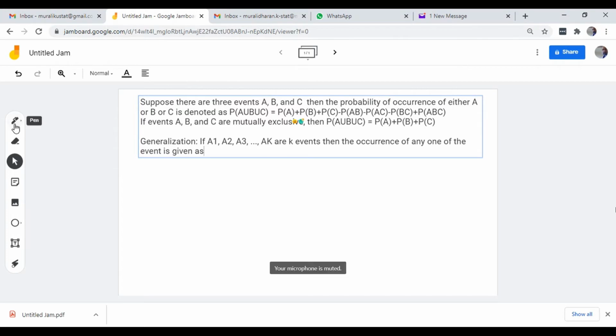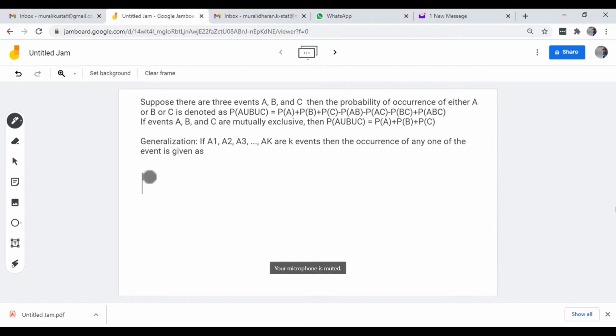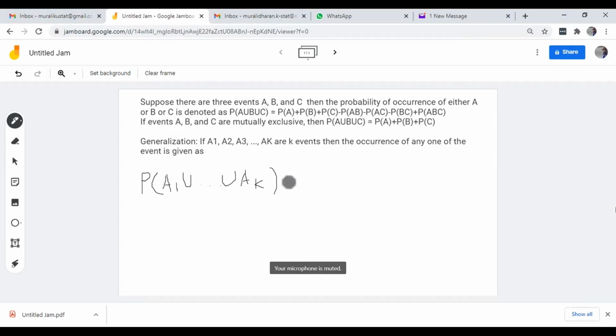Okay, I will use a pen here now. So P of A1 union A2 etc. AK, the occurrence of any one of the events, is going to be equal to P of A1, so individual probabilities all get added, plus etc. plus P of AK. So this is individual probabilities.